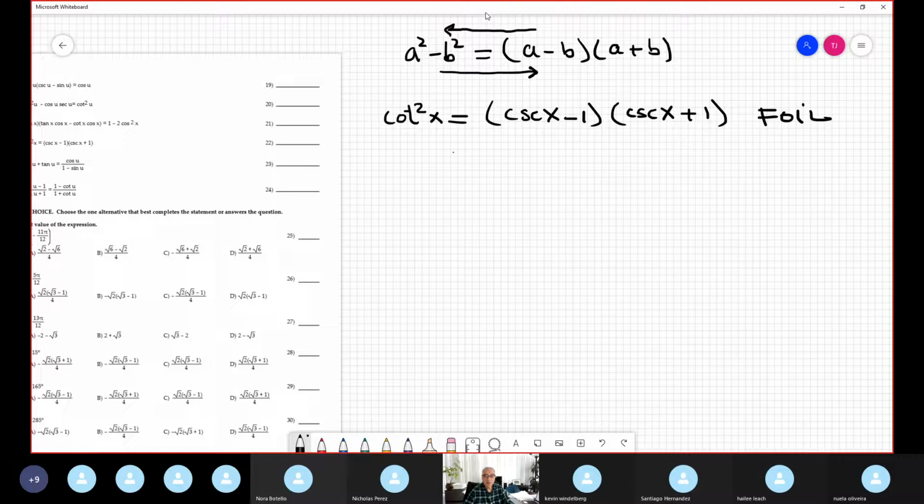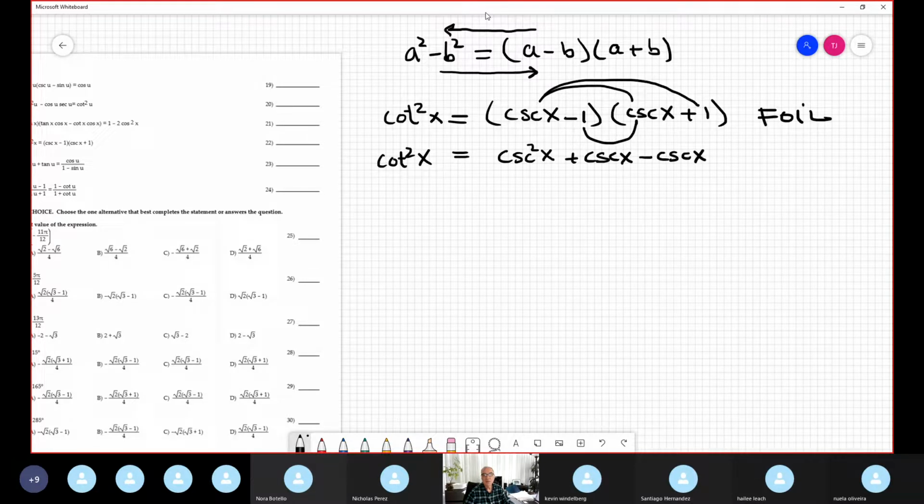You multiply. For example, it's obvious that I don't touch the cotangent square because it's only one term. We have no degree of freedom to manipulate. And your multiplication, cosecant times cosecant, is cosecant square. Cosecant times 1 is cosecant. Minus 1 times cosecant is minus cosecant. And minus 1 and plus 1 and minus 1, wow, this cancels. It always happens. Why? Because they are conjugates. And only stays cosecant square x minus 1 equals cotangent square x.